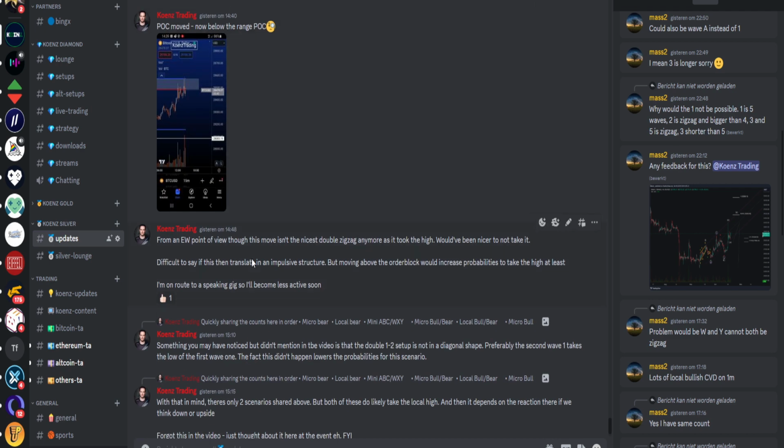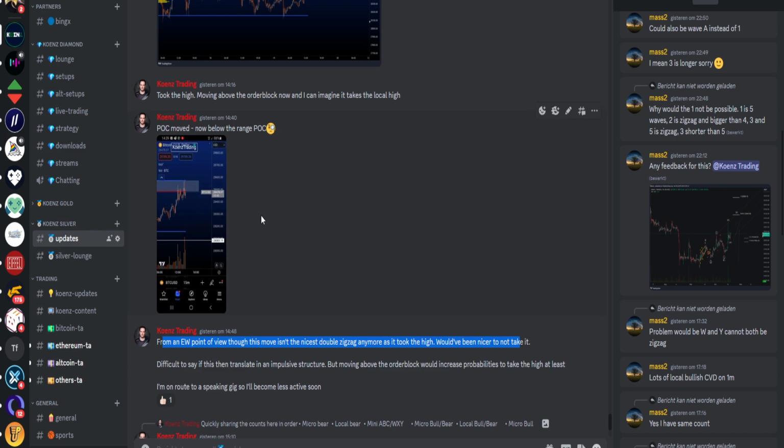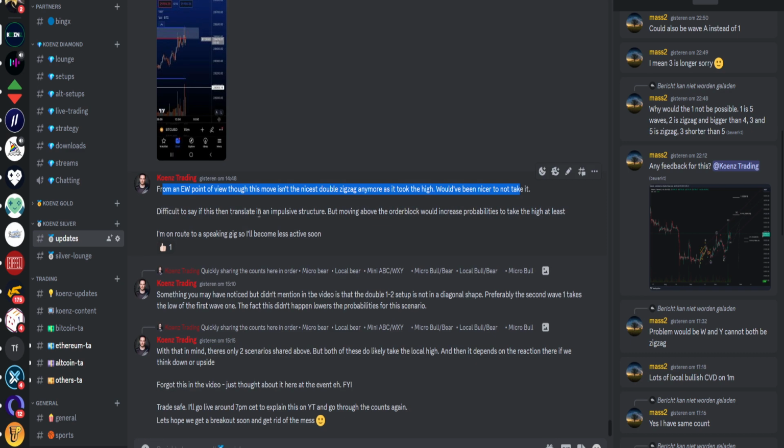Now, eventually, I also mentioned from an Elliott Wave point of view, this move isn't a nice double zigzag anymore as it took the high. It would have been nicer to not take it. So that also increases the probabilities for the continuation.